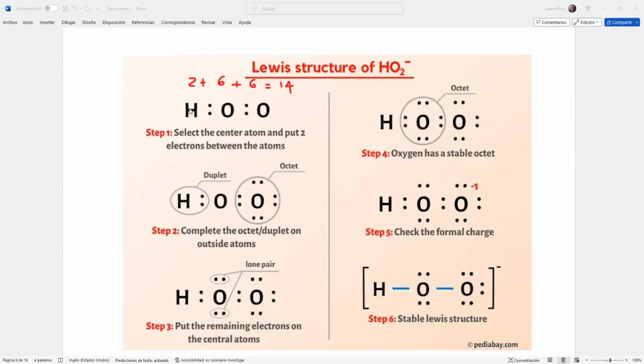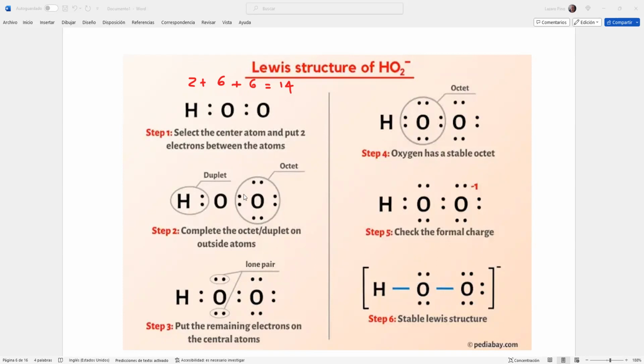Then you put 1 hydrogen and 1 oxygen and 1 oxygen. You choose this oxygen as the central atom. And you know that this hydrogen has 2 valence electrons, 6 this oxygen, and 6 this one. Then you have a total of 14 valence electrons. You begin putting 2 electrons in between, and then you complete the octet rule for one of the oxygens.